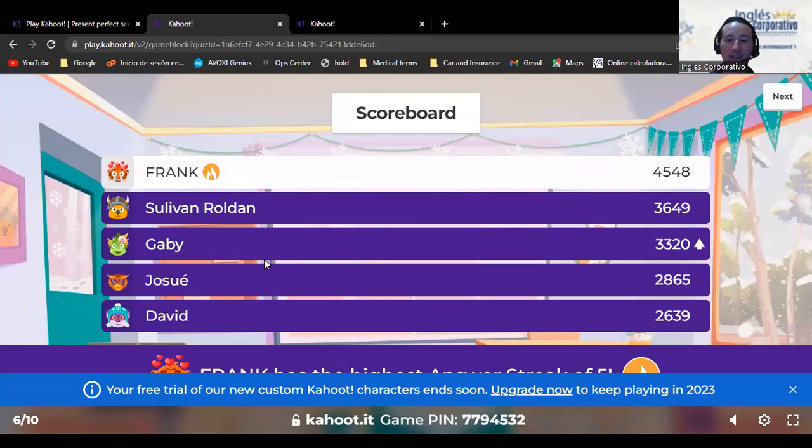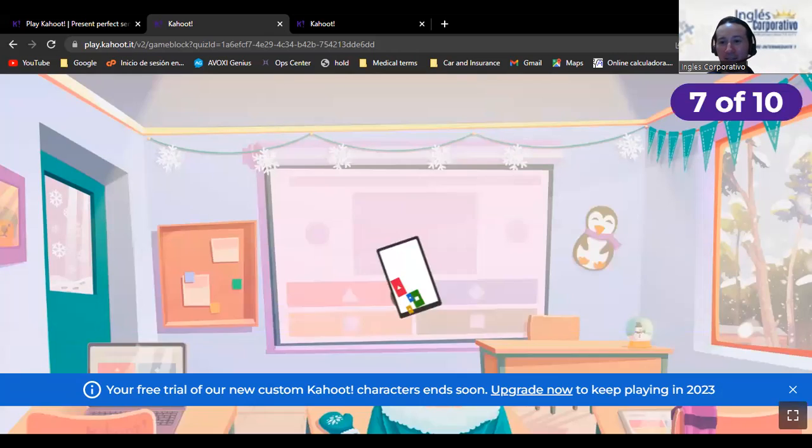Ok, Frank, Sullivan y Gaby. And then Josué. Es bien poquita la diferencia. Creo que es por la rapidez nada más, porque eso también tiene que ver. Vamos con el siguiente.